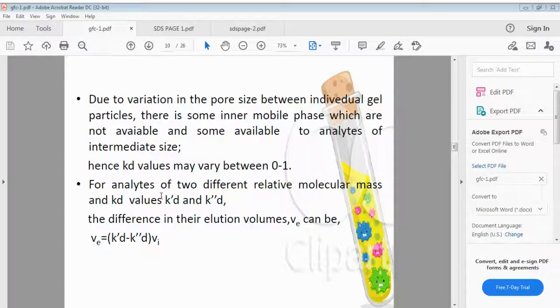So for analytes with two different relative molecular masses and KD values, these are the different KD values. For that, the elution volume will be given by this formula: K'D minus K''D into Vi. This is how you have to understand the KD distribution coefficient. It is obtained by dividing the concentration of that particular sample in the stationary phase by the concentration of the same sample in the mobile phase. That is very important.